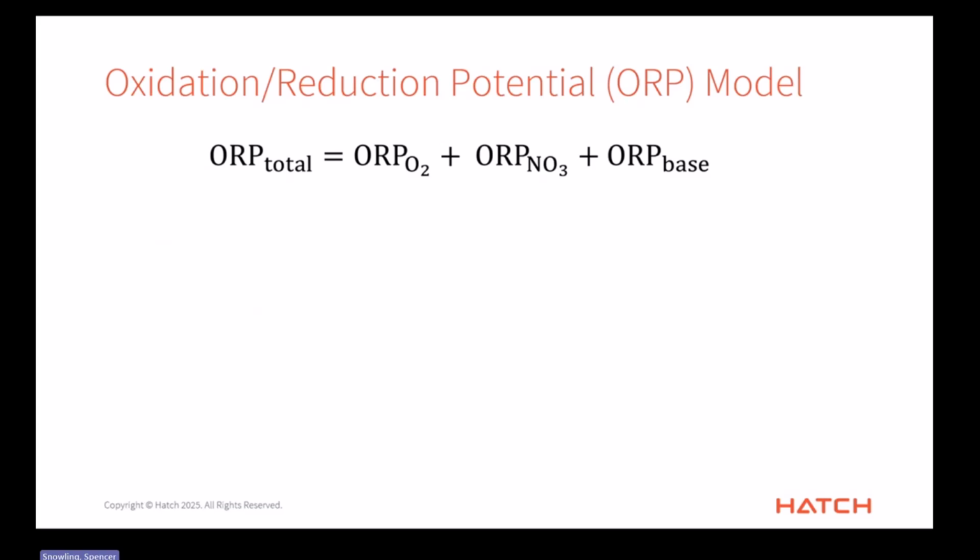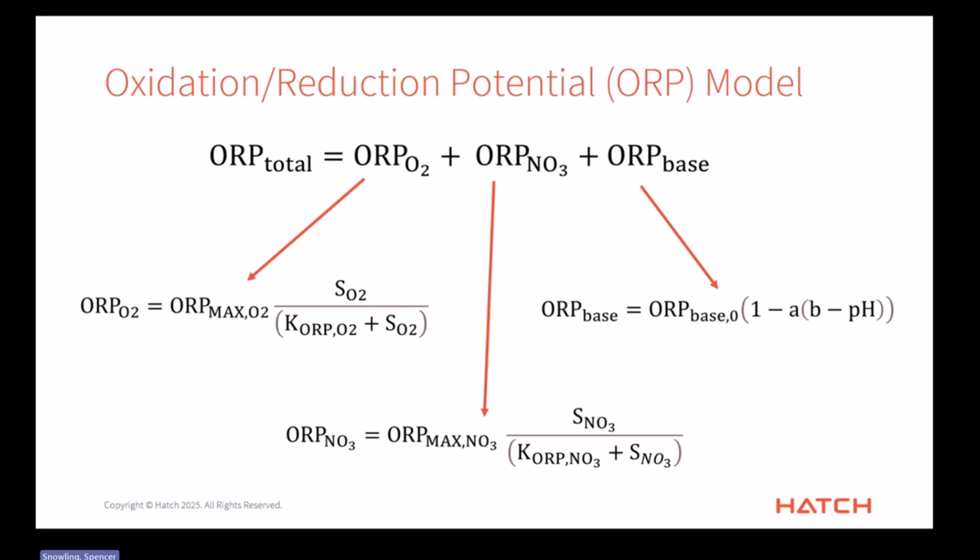So the model is in itself a pretty simple equation. We have the total ORP. It has contributions from oxygen, contributions from nitrate, and then an overall what we call base ORP that's kind of like all the other stuff we don't know. So as you can see, that base ORP is a base number, and then it's slightly adjusted here for pH as well. And the other two are basically a contribution from oxygen and a contribution from nitrate. And each one of these also has its own sort of half saturation approach, similar to the growth rate equations that we use in our model matrix.